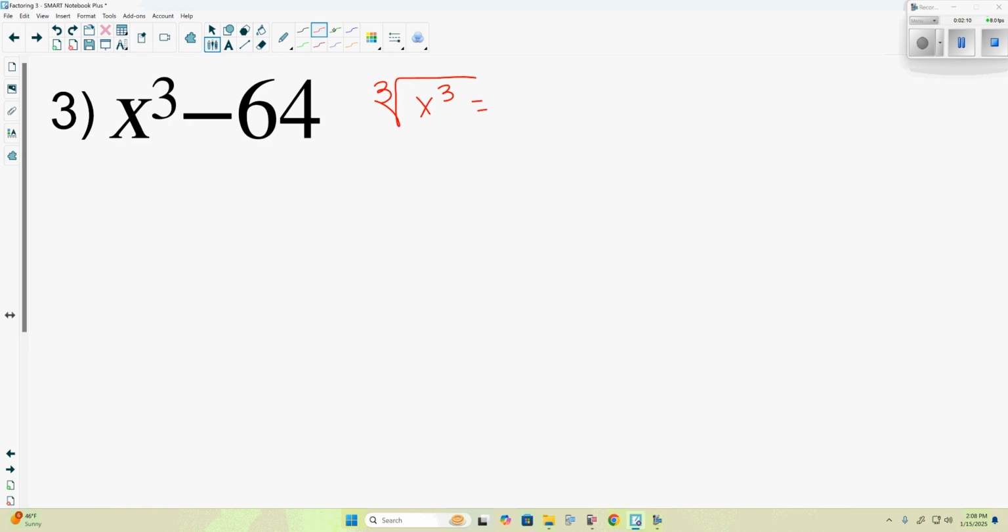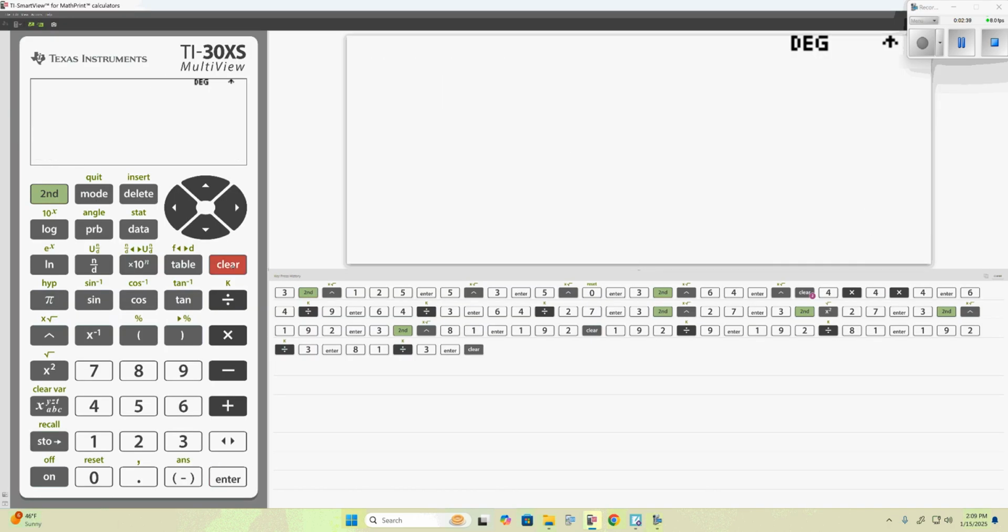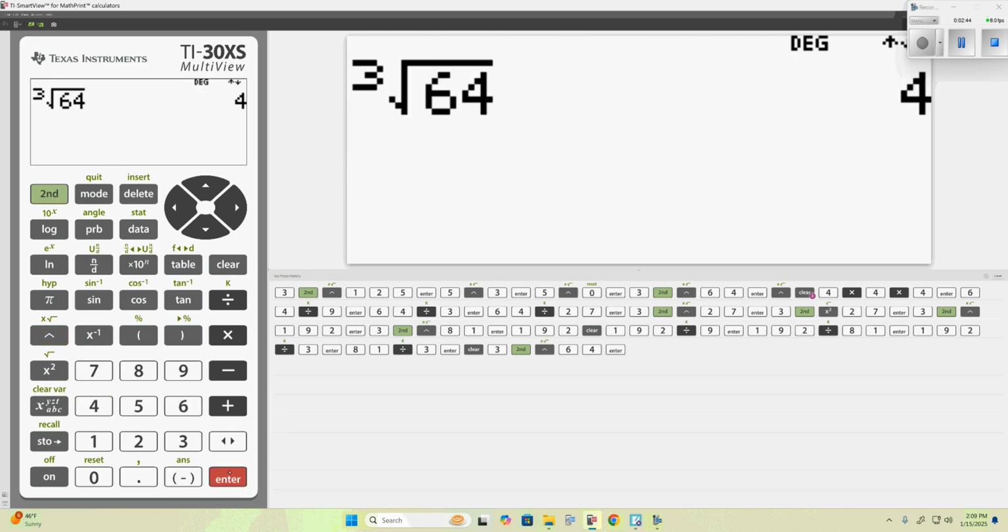The next thing we're going to do is check to see if there is a number or expression that will multiply by itself 3 times to get to both of these. The cube root of x to the third is x. We also need to find the cube root of 64. We're trying to find what number times itself 3 times is 64. And it will indeed be 4.